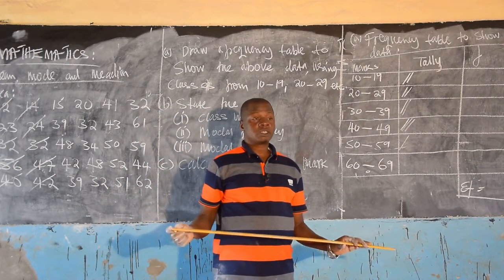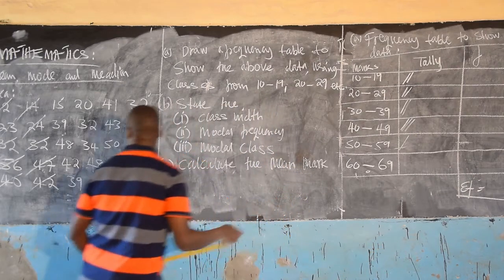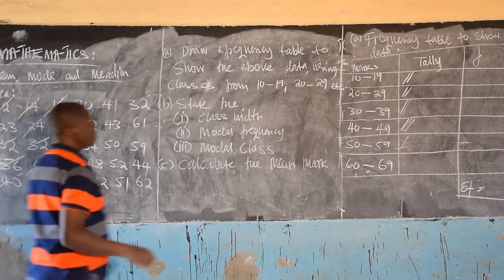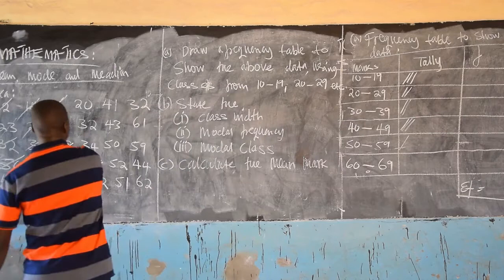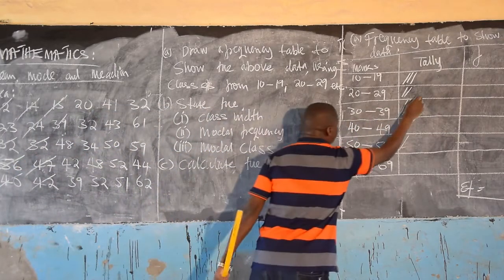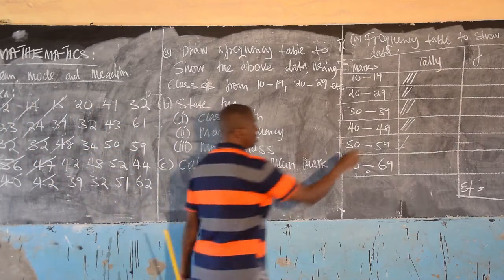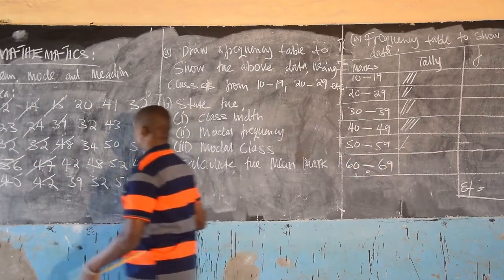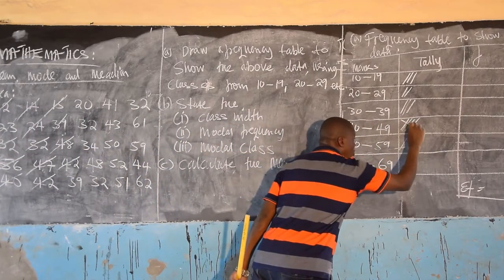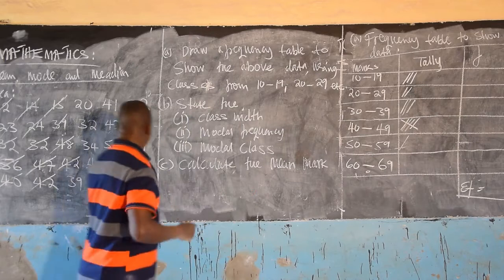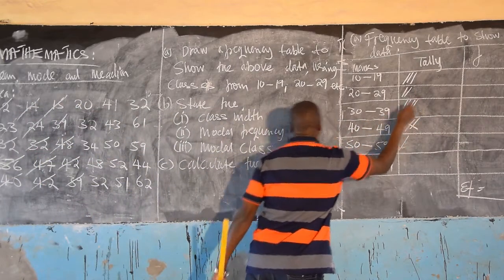Please don't be very fast when you are tallying. Take time. We go. We have 15. 15. 39 is in 30s. 48 and 40. 42, we shall make a bundle. Those are 5. Next, 39 in 30s.